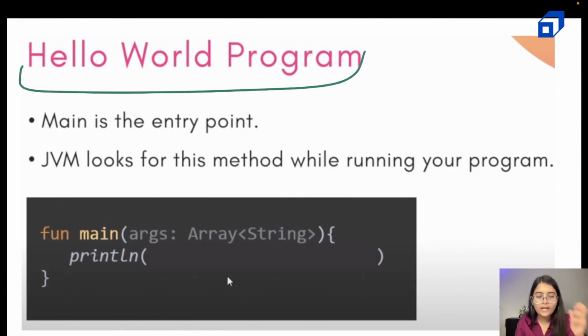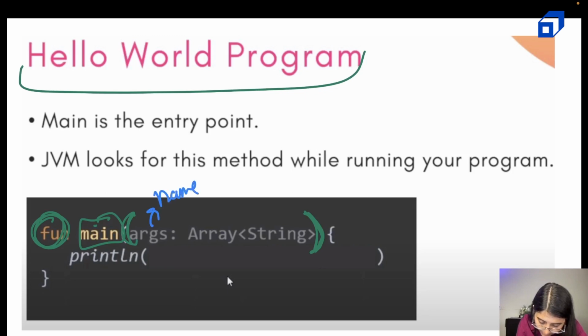We wrote the hello world program, right? Let me explain what that was. So fun, I already told you, is a keyword. This is the name of the function, and inside the braces we can pass some parameters. This is the name of the parameter, and after the colon, this is the type of the parameter.